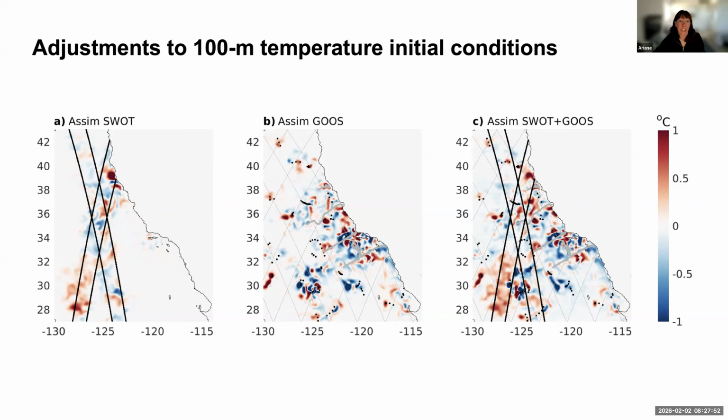We can see that the adjustments are mostly where we have data, but it does propagate. We have coastal signals there that might reflect wave propagations. The global ocean observing system adjustments have a different pattern, more spread out throughout the domain, and this is mostly just the superposition of the two controls. Not exactly, but pretty close.